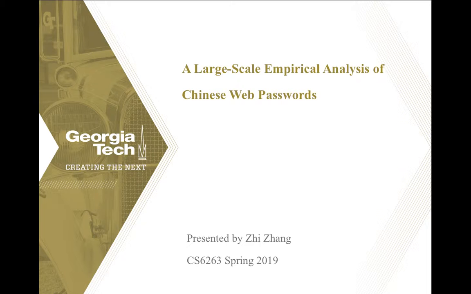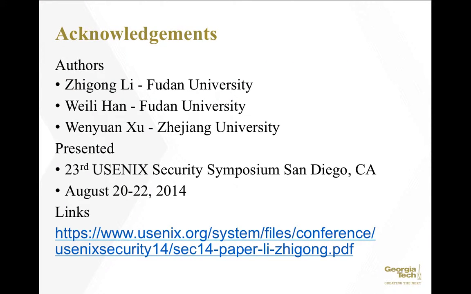Today I'm going to present the paper, A Large-Scale Empirical Analysis of Chinese Web Passwords. This work is by three authors: Zhigong Li from Fudan University, Wei Lihan from Fudan University, and Wen Yuanxu from Zhejiang University. It was presented at the 23rd USENIX Security Symposium, San Diego, California, on August 22, 2014. The link for the paper can be downloaded from the website directly.